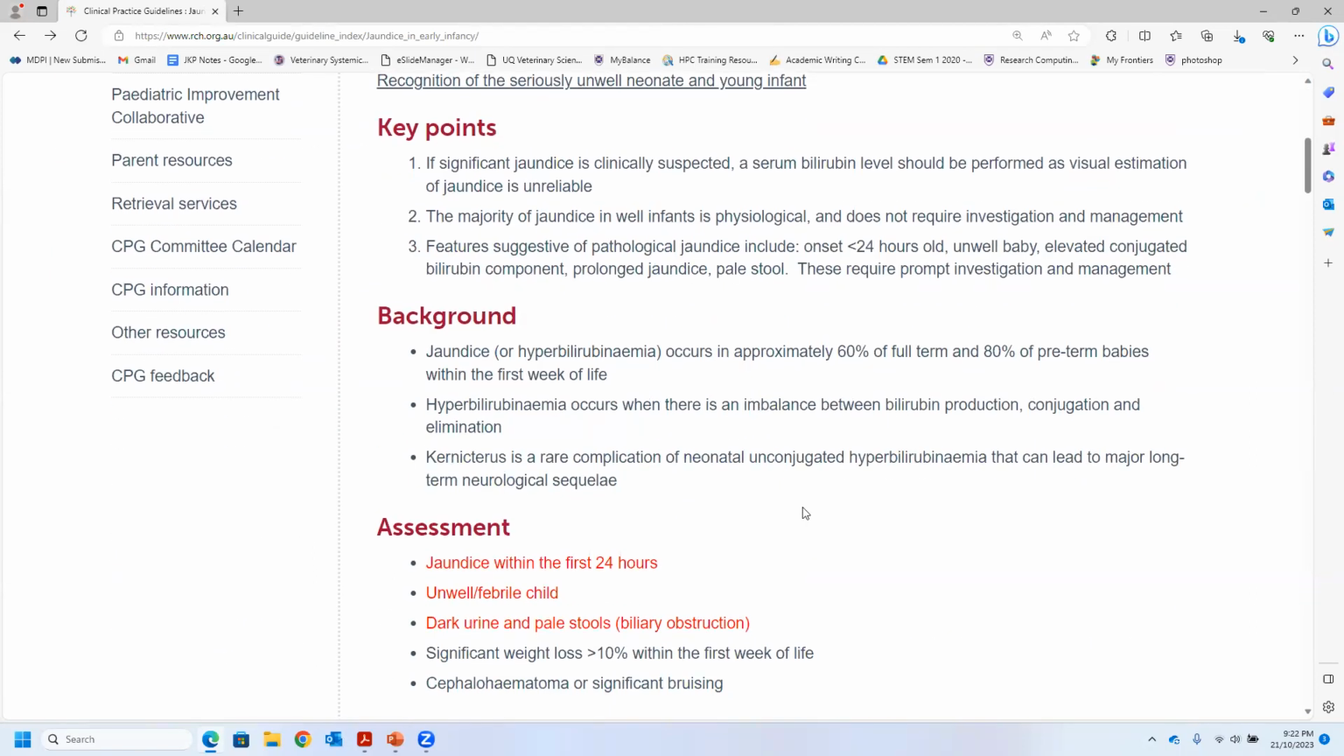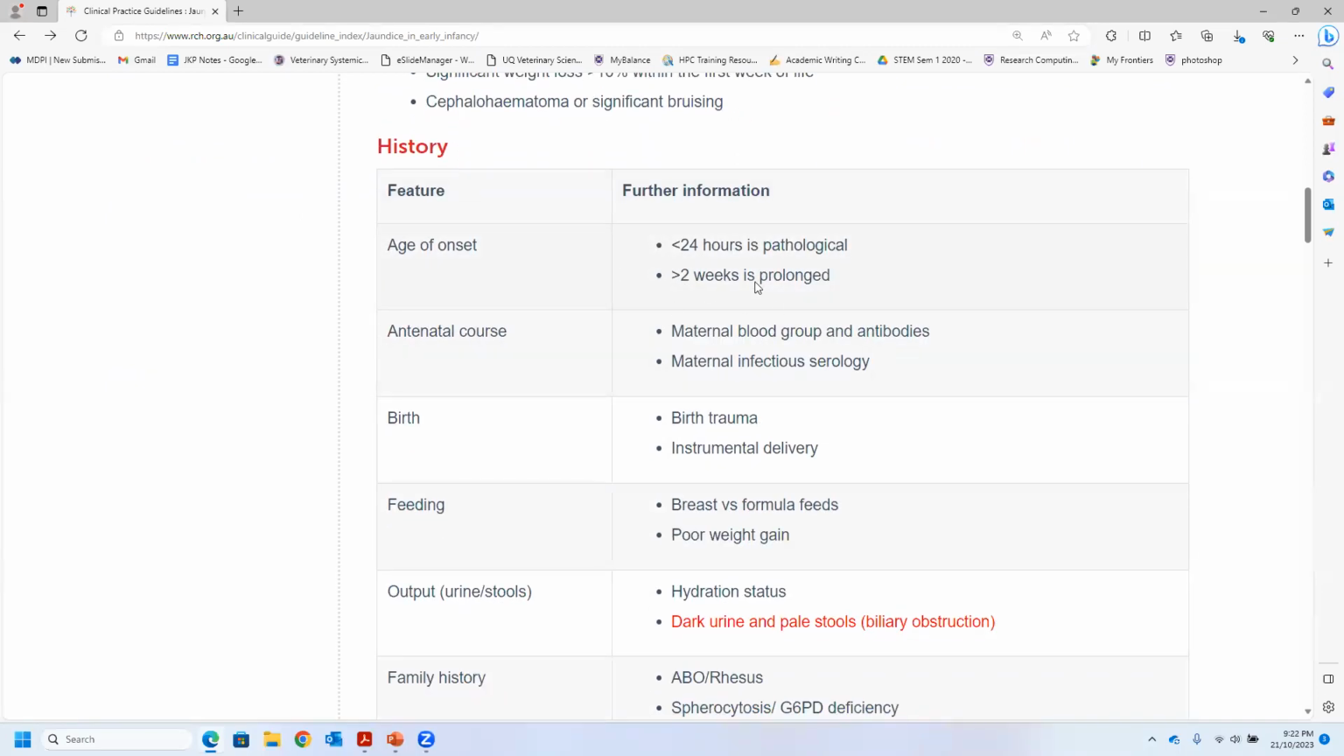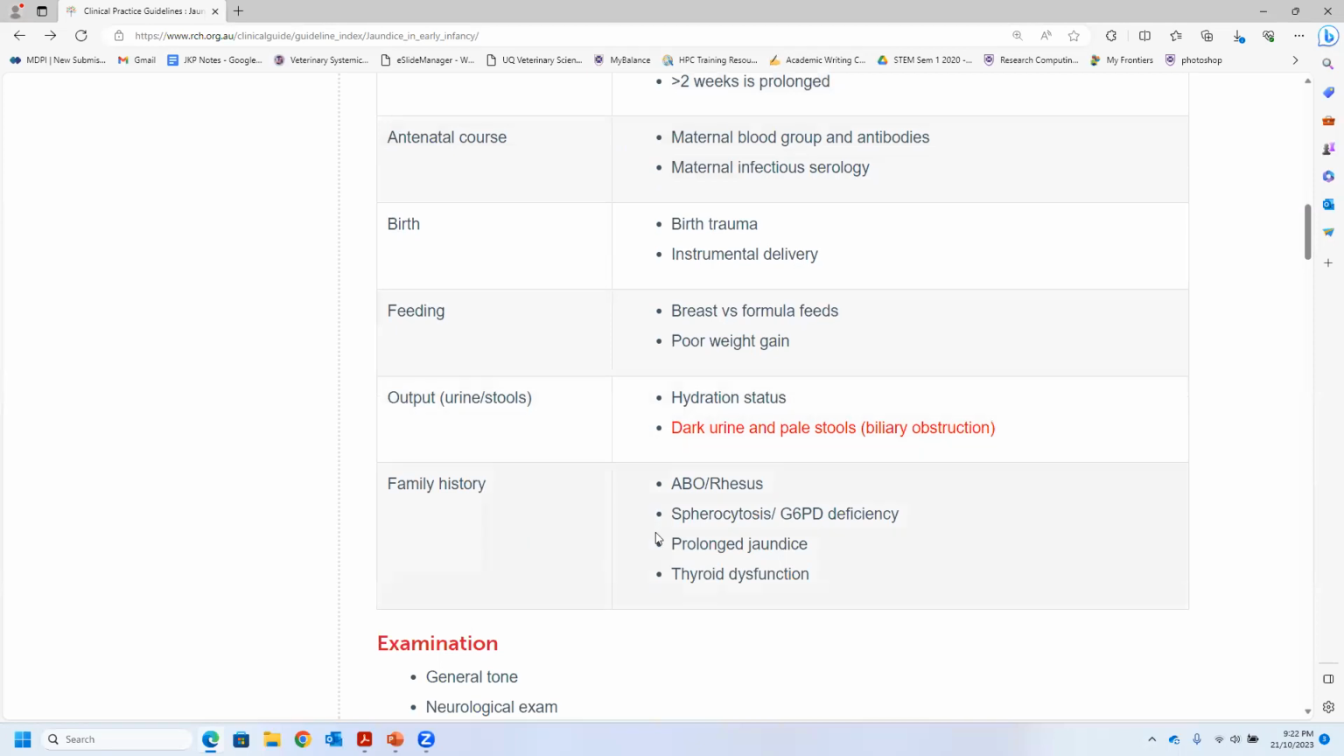So jaundice in early infancy. Every jaundice which is less than 24 hours is pathological, more than 2 weeks is prolonged, and within this period is physiological. There are many causes of it. You guys can read it. I'm not going to go into detail.